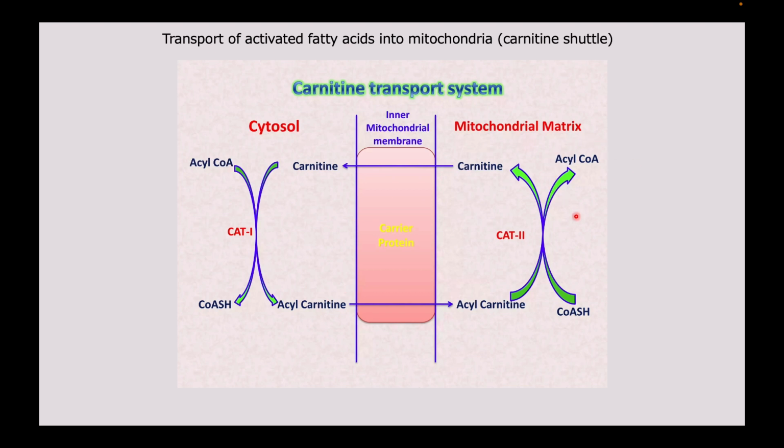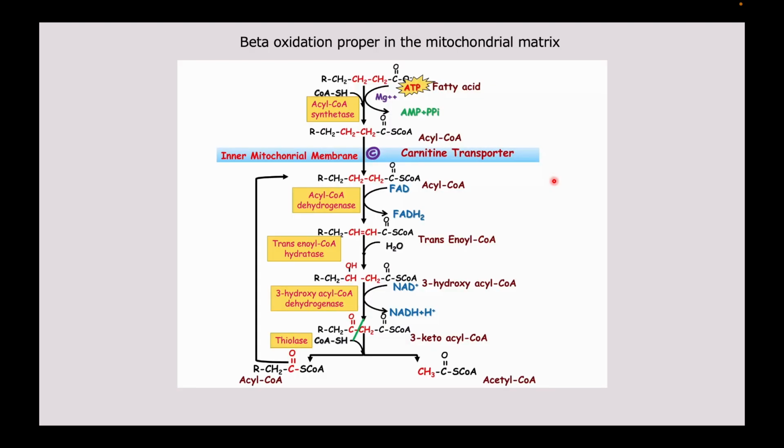Now in the mitochondrial matrix, we have the acyl coenzyme A. And now we convert the acyl coenzyme A into acetyl coenzyme A by the third step, which consists of four different enzymes.